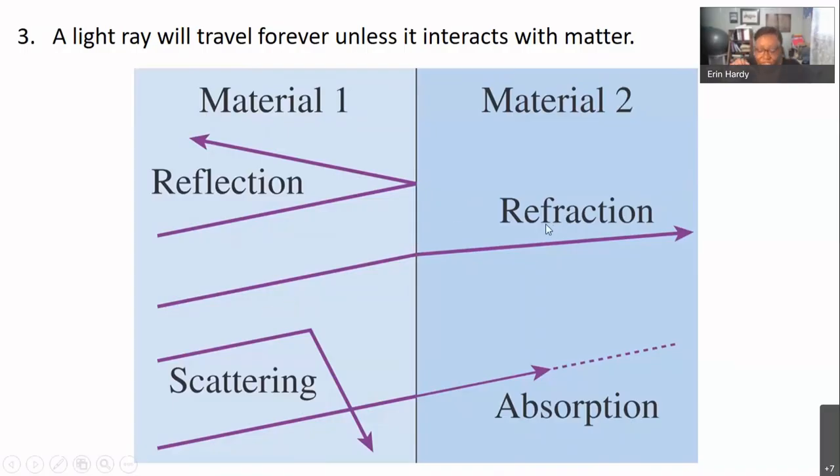So the light ray is not changing its color, and it's not changing its frequency, but what is changing is the speed. So if the speed of this light ray changes, but the frequency stays the same, the wavelength is going to be slightly different in material 2 compared to what it would be in material 1.